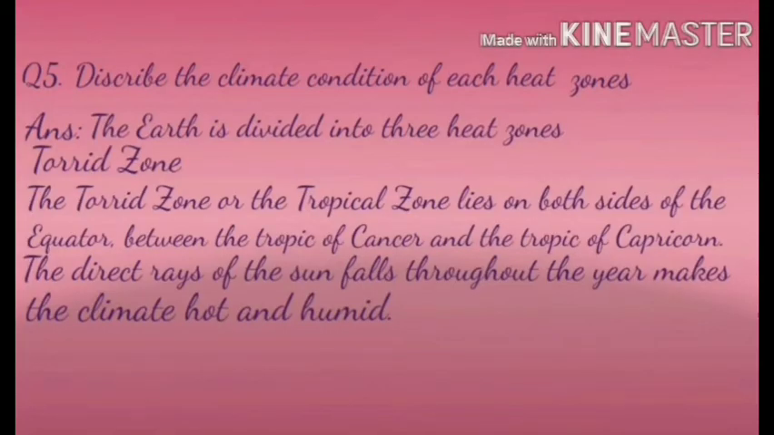Question 5. Describe the climate conditions of each heat zone. Answer. The earth is divided into 3 heat zones. First, torrid zone. The torrid zone or the tropical zone lies on both sides of the equator between the Tropic of Cancer and the Tropic of Capricorn. The direct rays of the sun fall throughout the year, which makes the climate hot and humid.